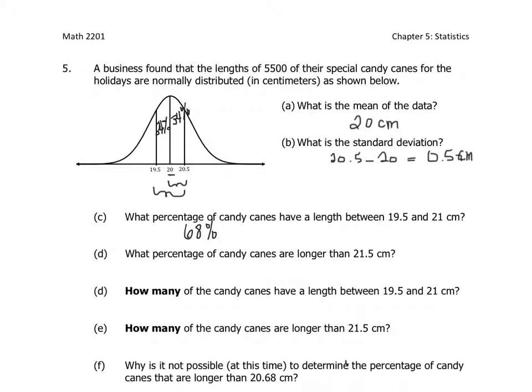What percentage of candy canes are longer than 21.5? So if we continue labeling our normal curve, this would be 21, because you add on a 0.5, and then you add on another 0.5, it would be 21.5, would be here. So longer than 21.5 would be this portion right here, which is 3 standard deviations from the mean. So if you remember our percentages, this would be 13.5, and this would be 2.35%. So this would only represent 0.15%.